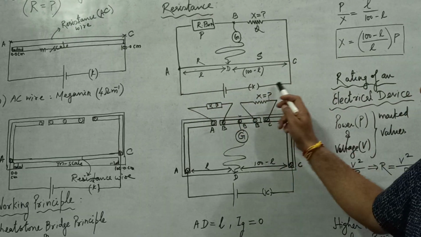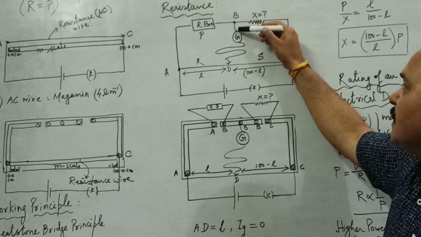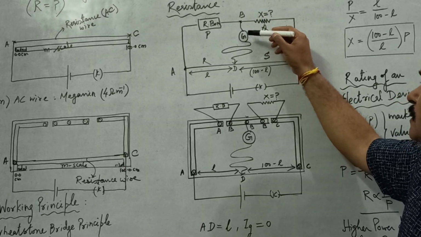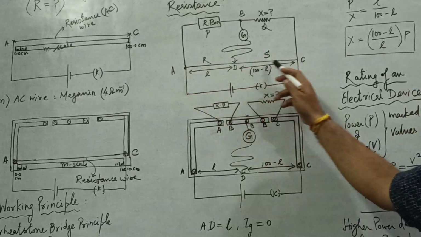A and C are as usual connected with battery along with key, and from point B we connect a galvanometer. And from the other end of the galvanometer we connect a jockey, and this jockey is moved over the wire from A to C.